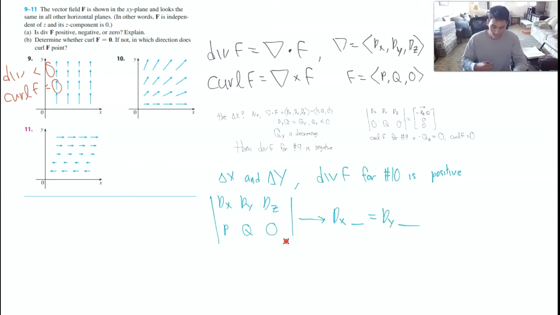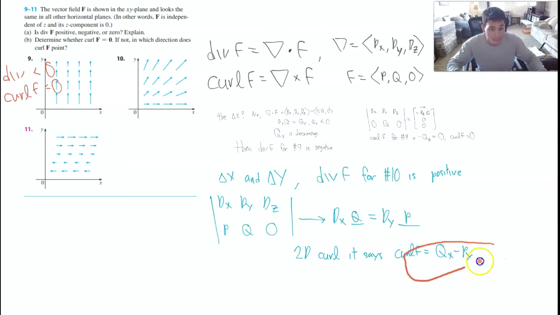Well, what does that mean? Remember 2D curl? 2D curl says what? Curl of f is equal to q with respect to x minus p with respect to y. So this would be q up here, and then this would be p. And what is this from? This is Green's theorem right here. We've seen this in the Green's theorem integrand.